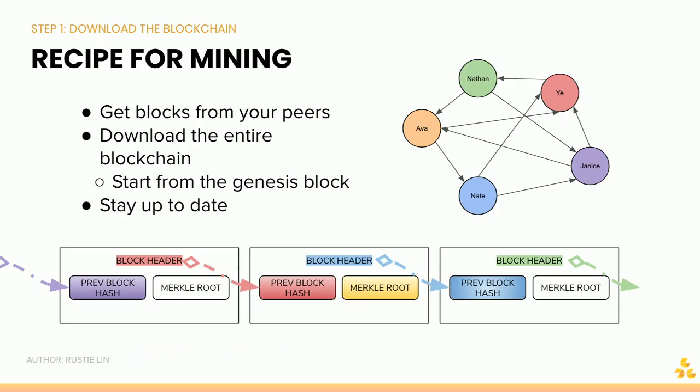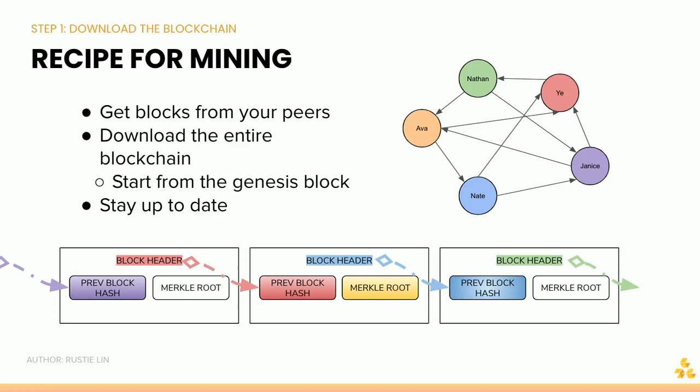So going into step 1, you download the blockchain. So what does it mean to download the blockchain? You get blocks from your peers. Whenever someone broadcasts a block and you verify it and say, okay, this looks cool, then you're gonna download that block from your peers. You're gonna download the entire history of the blockchain before that, starting from the very first block, which is called the Genesis block, and then you're gonna stay up to date. So when a block gets broadcasted to you and it checks out and it looks good, you're gonna add that to your local blockchain, and then you're gonna move on and keep mining for the next block.